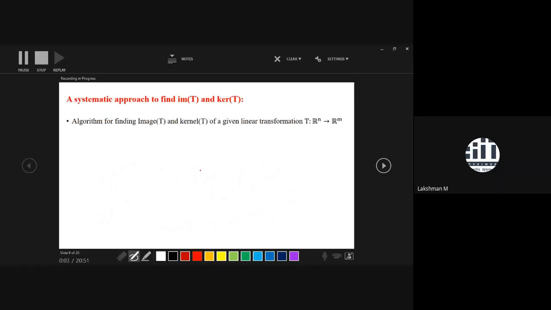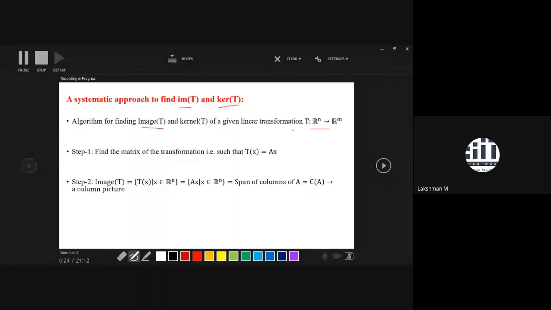So a systematic approach to find the image and kernel of a transformation is this. Systematic means you are defining an algorithm for finding the image and kernel of a given transformation from Rn to Rm. So you can call it an algorithmic approach. First, in step one, you have to find the associated matrix.